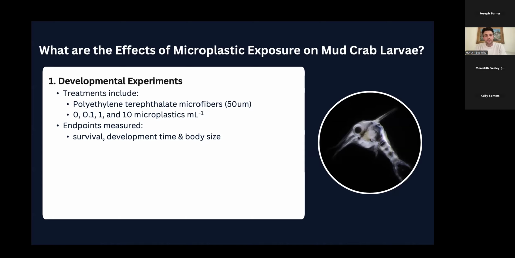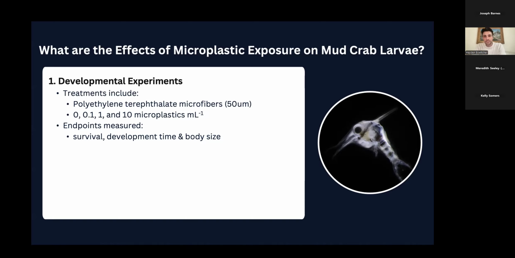And so we let these larvae rear and develop in the lab setting under a couple different treatments of microplastic exposure. And so the microplastics we used were polyethylene terephthalate microfibers. So this is PET. And as Meredith was saying, the size and shape and formulation really has a different impact. And so we were using 50 micron fibers here.